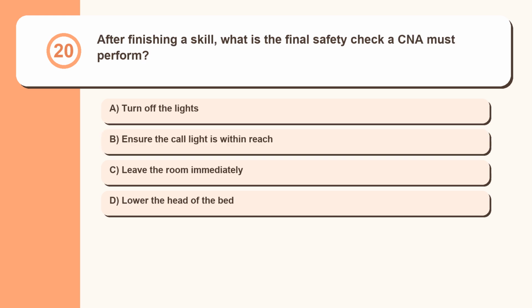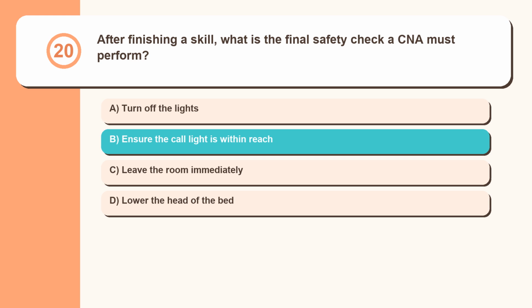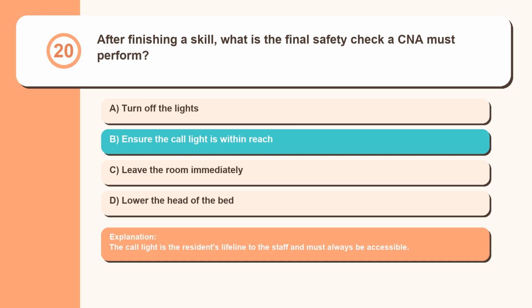Question 20. After finishing a skill, what is the final safety check a CNA must perform? Turn off the lights. Ensure the call light is within reach. Leave the room immediately. Lower the head of the bed. The call light is the resident's lifeline to the staff and must always be accessible.